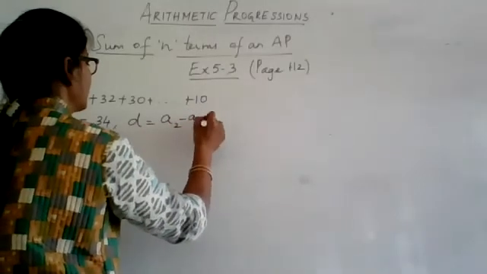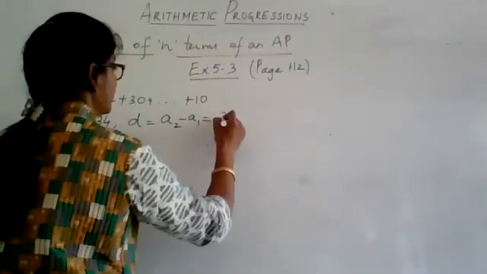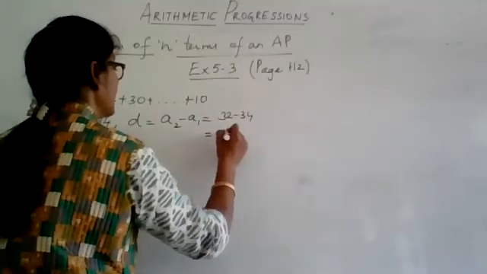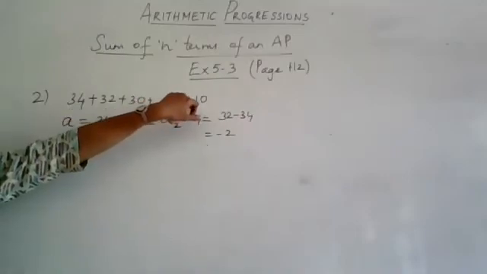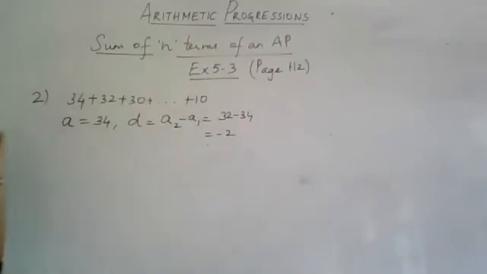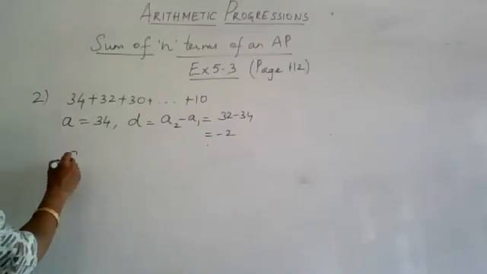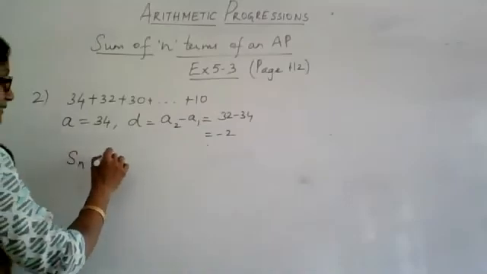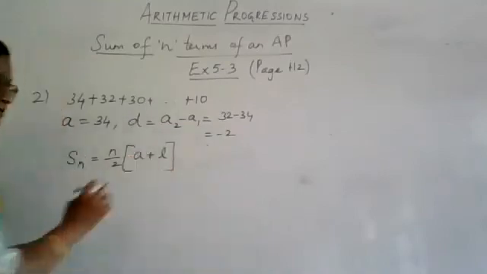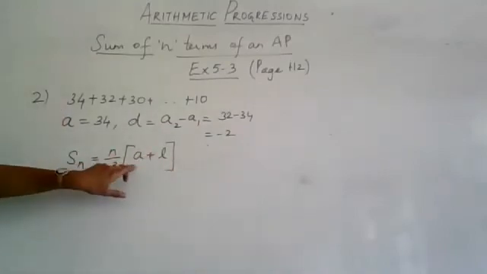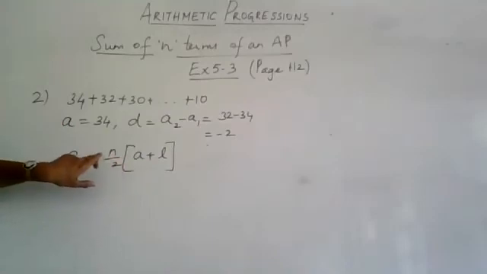-2. Yes, the common difference will be -2 because you're seeing that the terms are decreasing. So it is 32 minus 34, which is -2. Now the last term is known to me, so I can use that to get the Sn. But what is my Sn according to my second formula? It is n by 2 times a plus l. Correct? l is there, a is there. But my n is not.